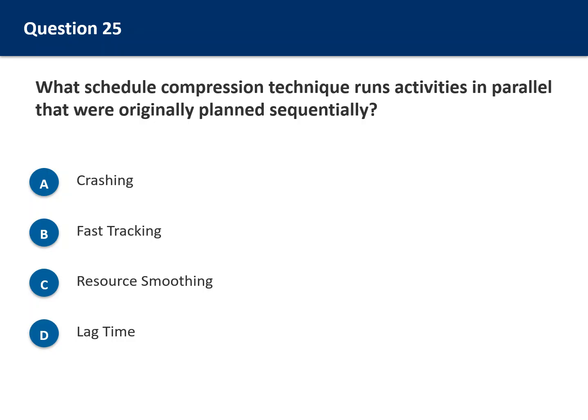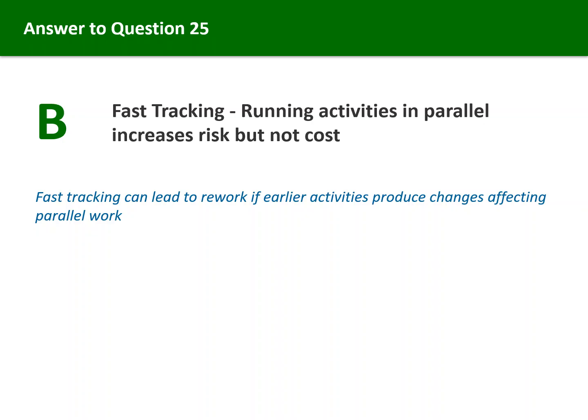Question 25. What schedule compression technique runs activities in parallel that were originally planned sequentially? Option A, crashing. Option B, fast tracking. Option C, resource smoothing. Option D, lag time. Think about the risk trade-off involved. The correct answer is B, fast tracking.